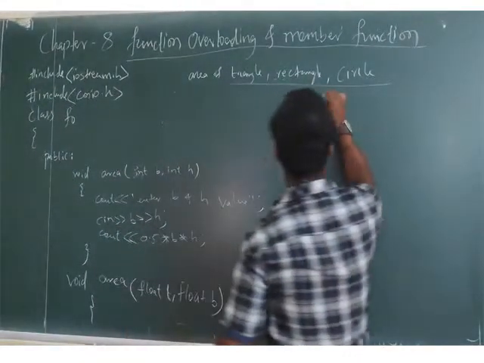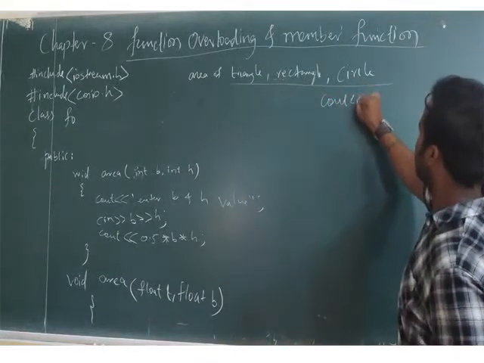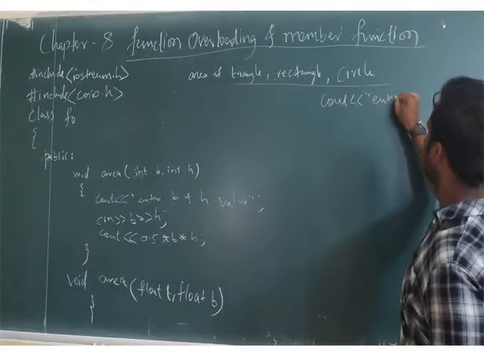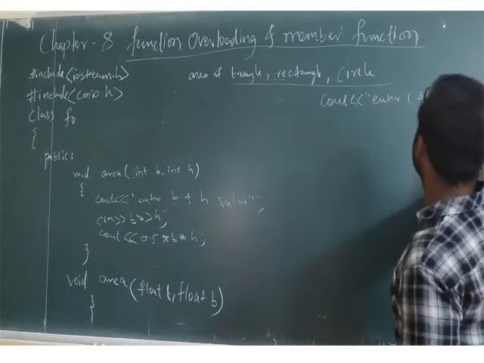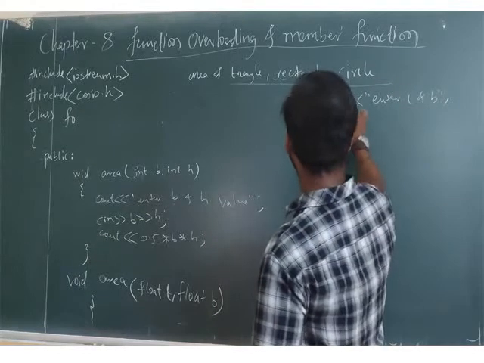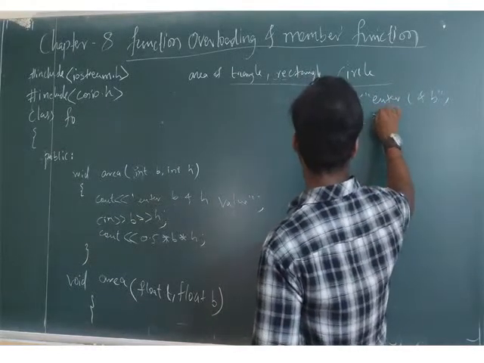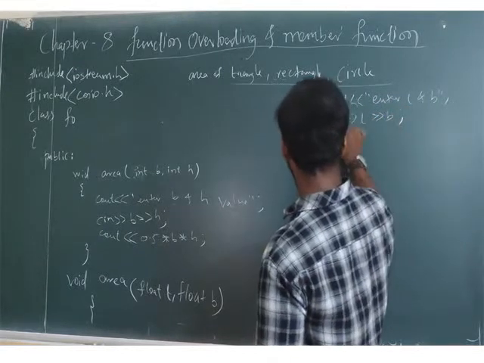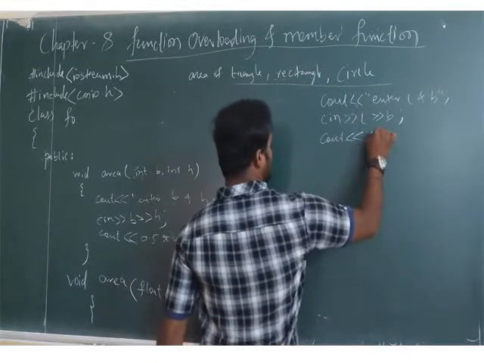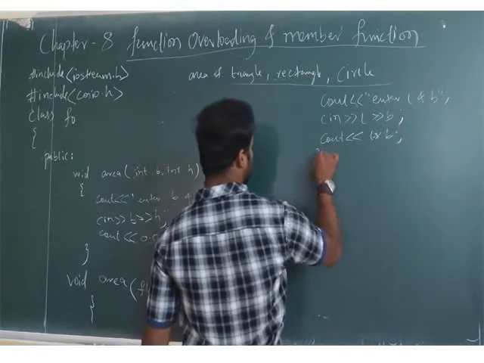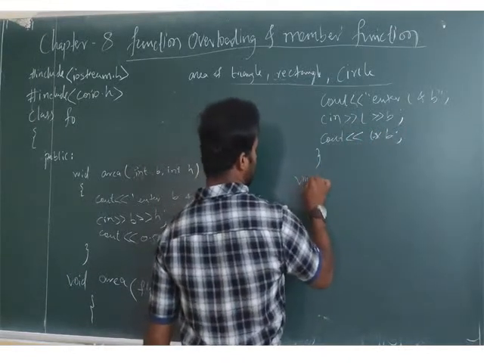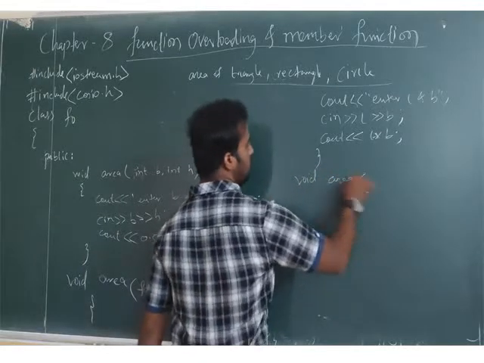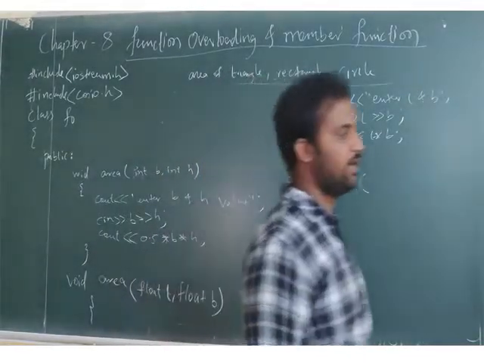Void area. Now here what do we have? Enter L and B, C in L, B, C out L into B. Next is circle, void area circle. Circle is what? Pi r square.